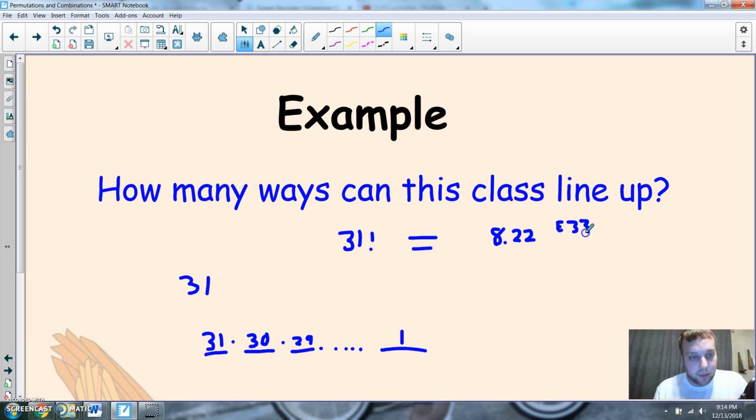Now, do you guys remember? I told you this last week. What does that mean, that e to the 33rd? That means that this is going to be a very large number. It means I'm going to move this over 33 times. Now, I'm not going to do that. Can you imagine how many ways we can line up at the door? There is so many. We could line up at the door a different way for the rest of eternity.